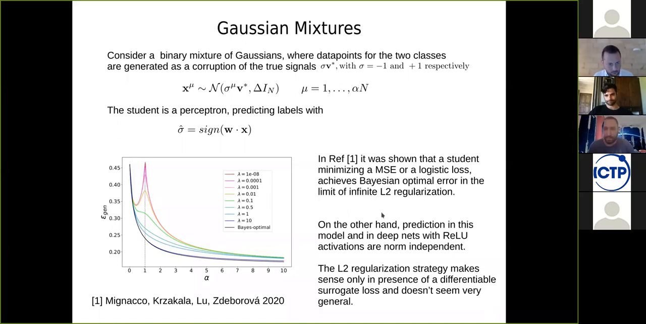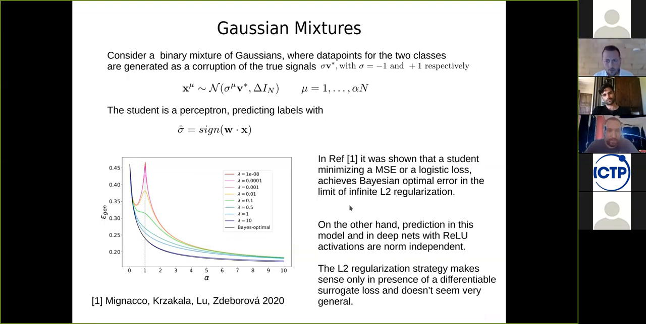Well, the problem with this approach is that it's not very general. In the end, our classifier and the way it classifies the inputs is not norm dependent. It's just a sign of a scalar product, so that doesn't depend on the norm of W. And the same goes for deep learning architectures with ReLU activations. The predictions from this architecture do not depend on the norm of each layer. So we would like to find such an optimal classifier bypassing the need to constrain the norm or push it to zero.